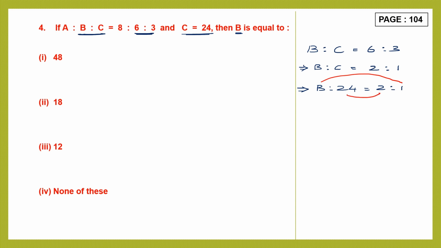That means if I have to write this down again, it will be B into 1 should be equal to 24 into 2. Now B into 1 is simply B, isn't it? 24 into 2 is 48. So now I have found the value of B to be 48. And which option is that? It is option 1, 48.